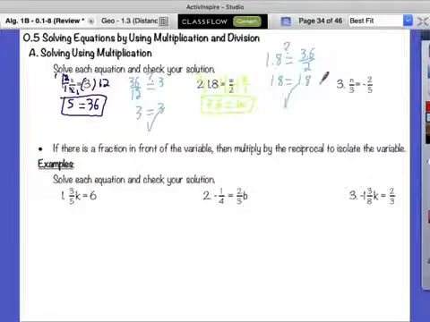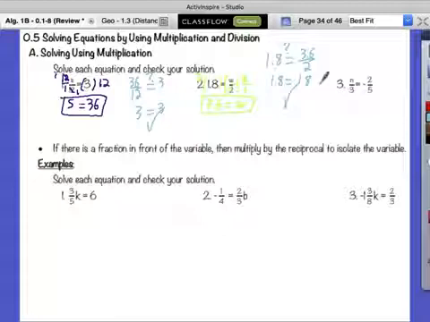I want you guys to try number 3 on your own. n over 3 equals negative 2 over 5. Okay? When you have it or have questions, raise your hand, and that's how I'll come around today. Well, may the course be with you. And if you want to leave it as an improper fraction or a mixed number, either is okay.